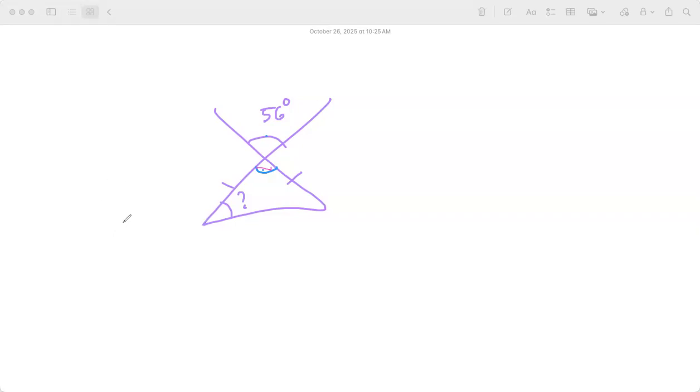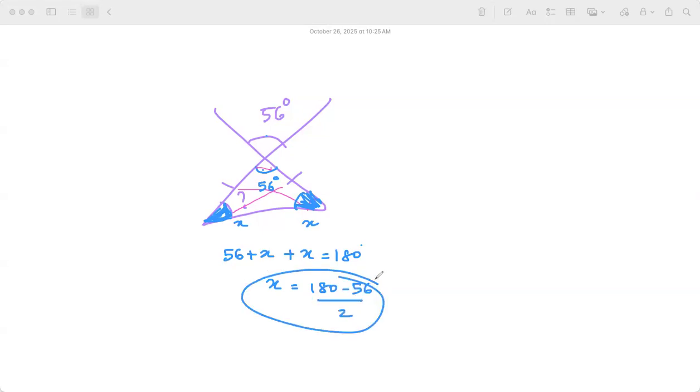Are you feeling good, Sahana? So since it is an isosceles triangle, the two sides are equal, so the angles opposite those sides will be equal. Since these two angles are equal, then you can say 56 plus 2x is equal to 180, since all angles in a triangle add up to 180. So what is x? Yeah, 180 minus 56 divided by 2. Make sense? Yes. Sahana, are you feeling okay? Yeah.